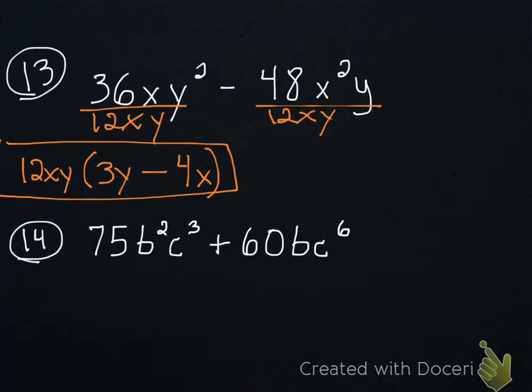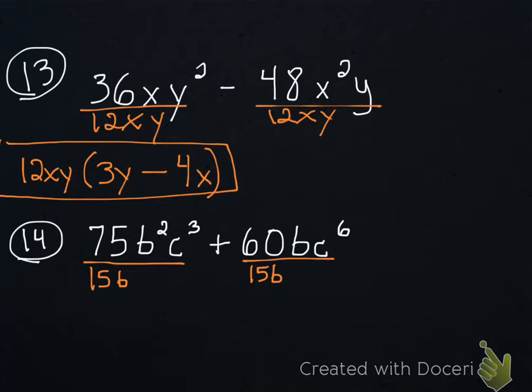Let's look at number 14. 75 and 60. The first thing you may notice is a 5. You could also pull out a 3. 5 times 3 is 15. So, 15 is the greatest common factor. Now look at the b's. You have 2 b's in the first one, 1 b in the second one. So you can only pull out 1.